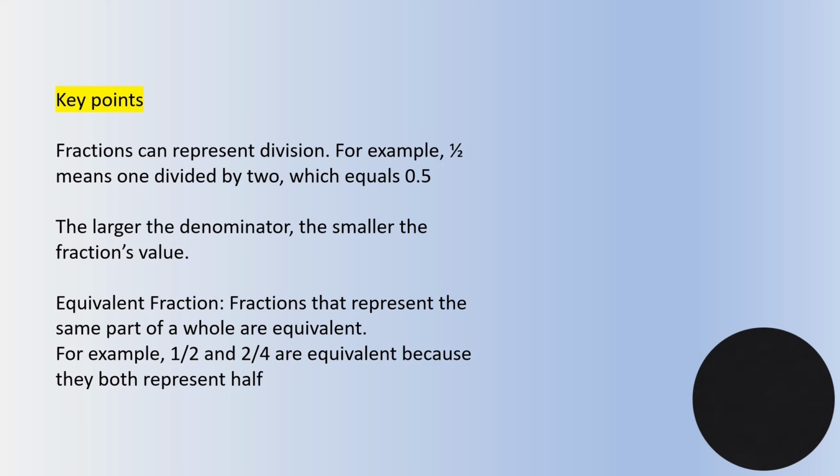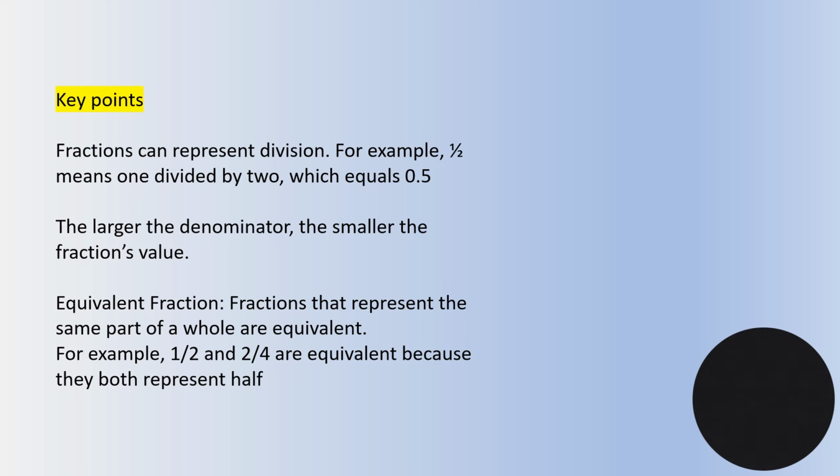The larger the denominator is, the smaller the fraction value. So, for example, a half is larger than a quarter, and a half is 1/2, and a quarter is 1/4. So you can realize that the larger the denominator is, the smaller the fraction value is.